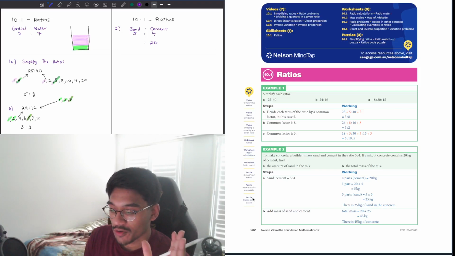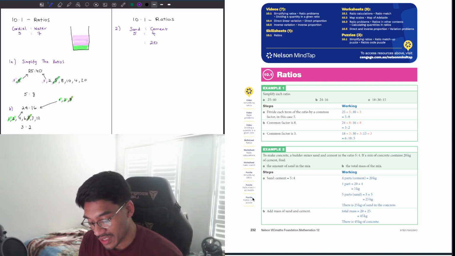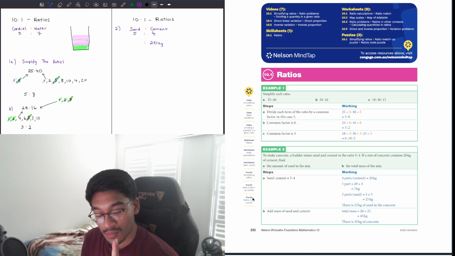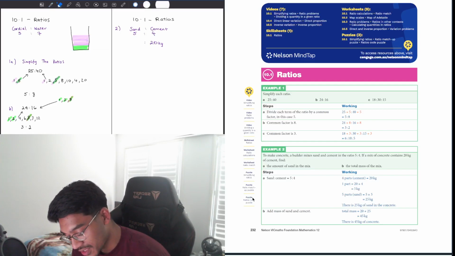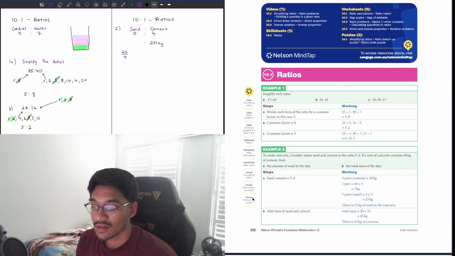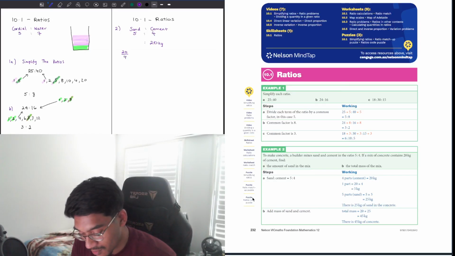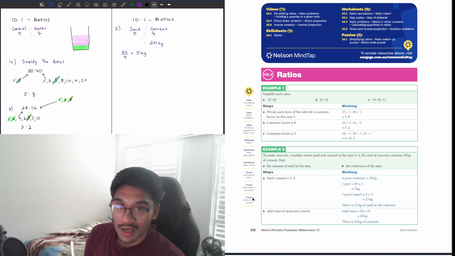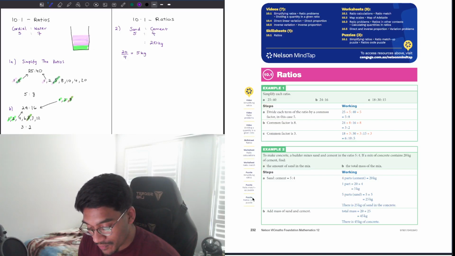So what I want to do is, I know 4 parts of cement is equal to 20 kilos. I need to find out what 1 part is worth. So what I do is, I do 20, that's how many kilos, divided by 4 parts. And then I'll work out what 1 part is worth. So if I do 20 divided by 4, I work out 5 kilos. So 1 part is worth 5 kilos.